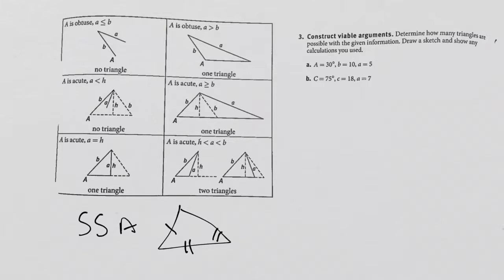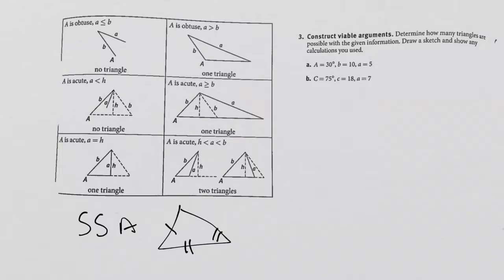When you have an acute angle, which is going to happen more often, you have 4 scenarios. 3 of the 4, you're going to have to calculate your height. The first one I always check is this one right here. Is A greater than or equal to B for one triangle? Because I don't have to do any math. If A is greater than or equal to B, I stop right there and I'm done.